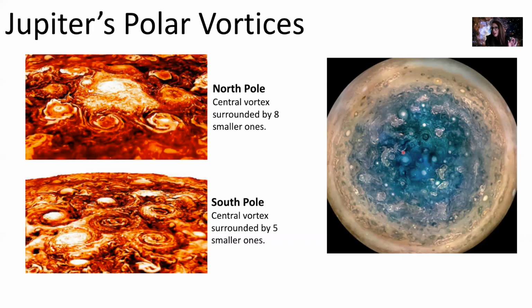This is the actual picture of one of those poles that you would see in visible wavelengths of light. And so we've got the central vortices surrounded by these smaller ones at the pole, and then you even see other little vortices that are popping up here too. So Jupiter has some crazy weather, way more crazy than any of the weather we have on our planet.